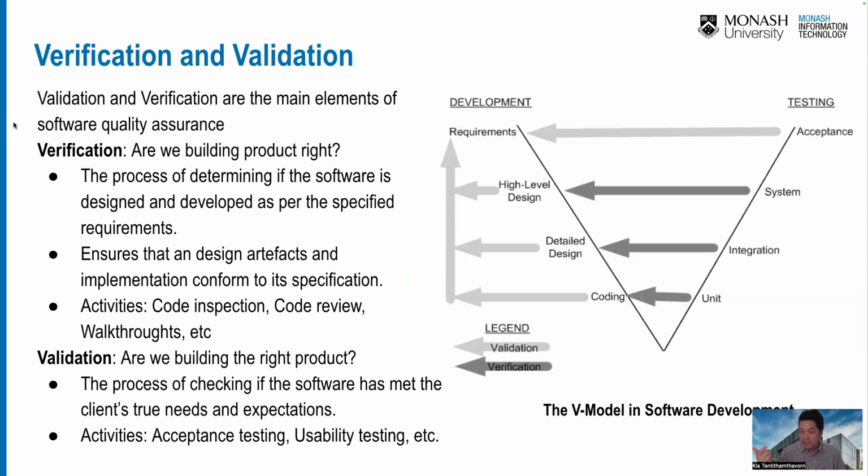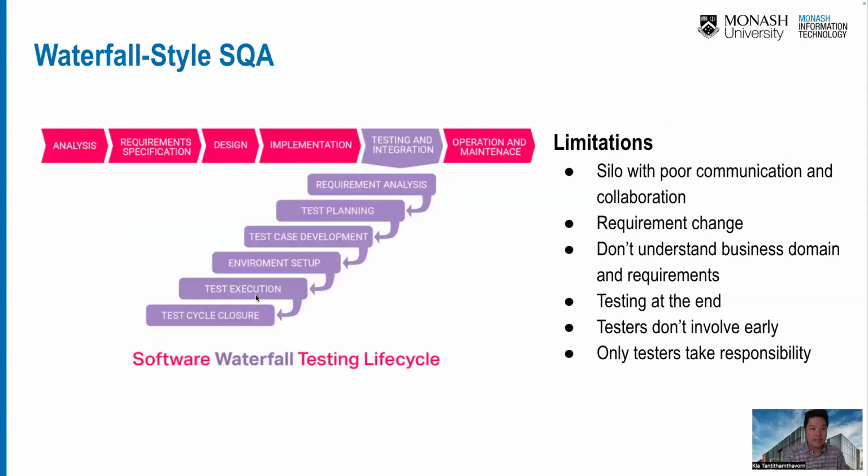Verification: we look at whether the software is correct or not. Are you building the product right? Validation: are you building the right product? Okay. Are we building the right product? Okay, next, that's the first, basic one, the V model.